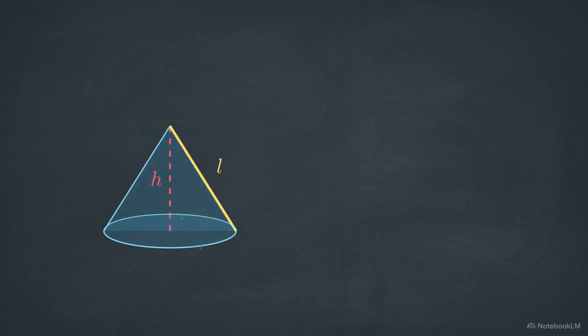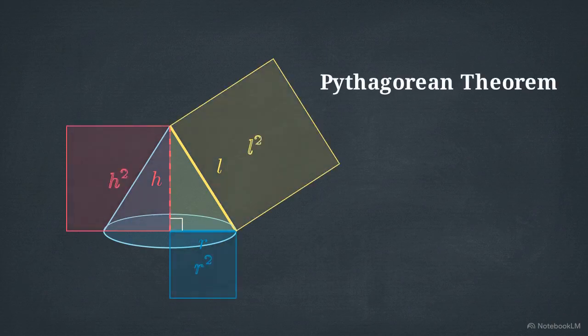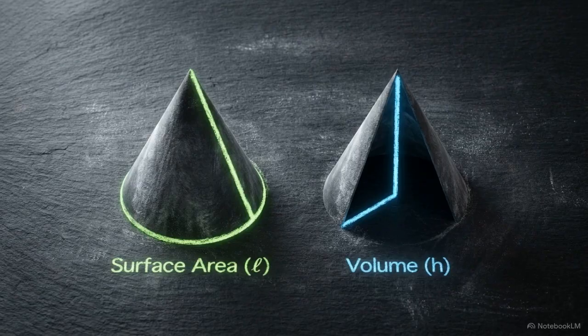By making the cone transparent, we reveal a right triangle formed by the radius and the perpendicular height. Because of that, you can calculate the slant height anytime using the Pythagorean theorem. L equals the square root of r squared plus h squared. Isolating that right triangle ensures you use the slant height for the surface area, rather than the perpendicular height used for volume.